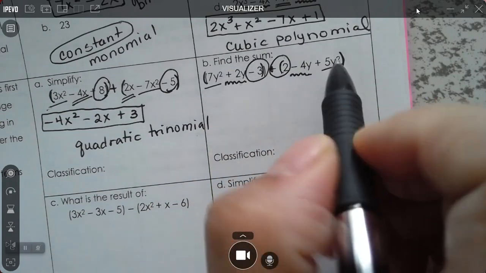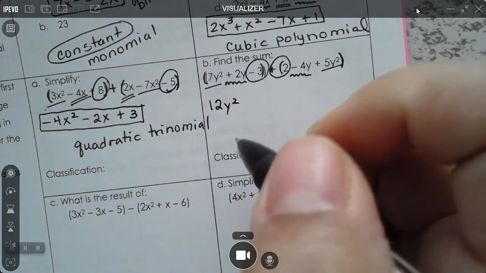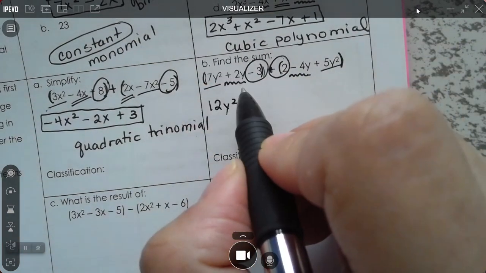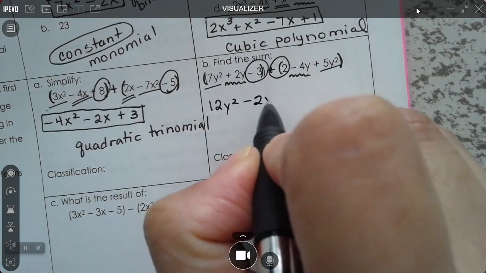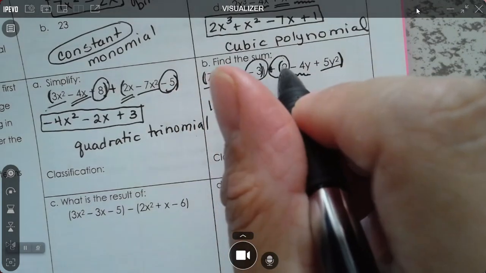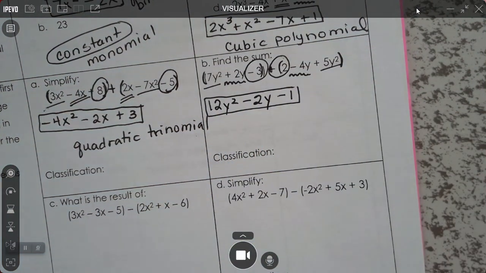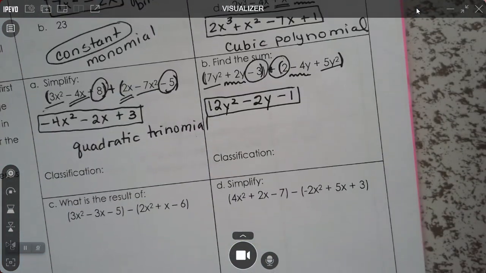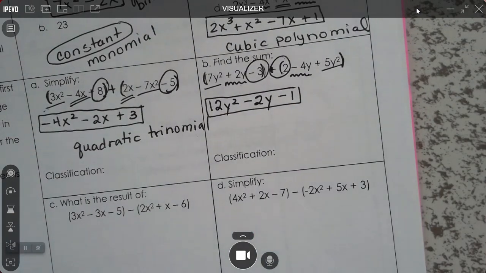Anyone? What is 7 add 5? Don't forget about the variable y squared. All right, what is 2 add negative 4? And the last one, the constants, negative 3 add 2. Please practice typing it in the calculator. The last thing you want to do is mess up on the basics. You're able to do complex problems, but then you mess up when you're adding integers, okay? Classify it.